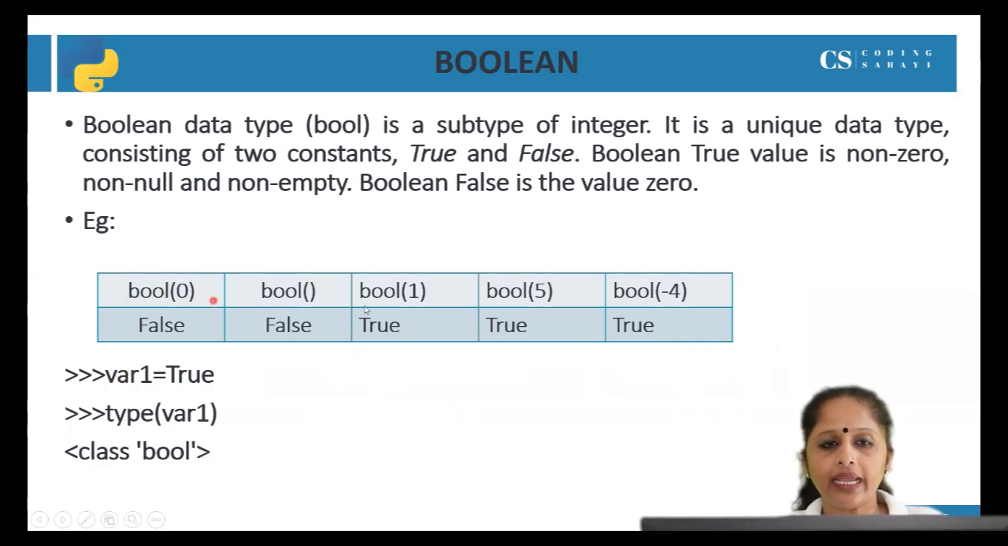There are some other examples, like bool of 0, which returns False. And if you simply write bool with no value, no arguments, it also returns False. In all other cases, it gives True. That is, if you have any non-zero values and non-empty values, it returns True. Otherwise, it returns False. Here we have 0, here we have an empty value, and here it is null, there is no value inside. That's why it returns False.